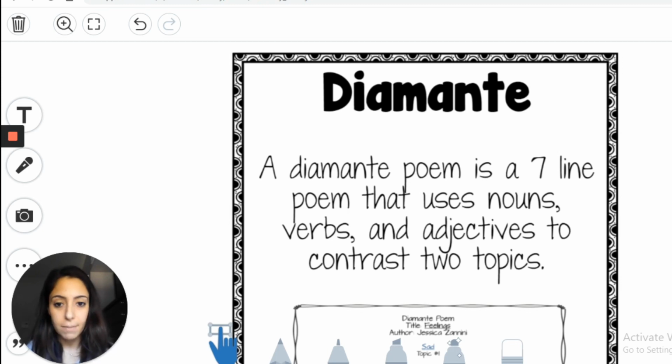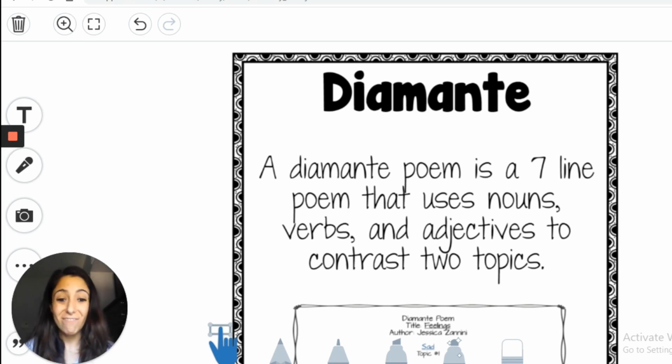And in a diamante poem, it's a 7-line poem, right? So counting down, you're going to have 7 lines. We're going to use nouns, verbs, and adjectives in certain places. And the whole point of this poem is that you're going to start with a topic. And throughout the poem, you're going to be contrasting that topic with an opposite topic. So we're going to use nouns, verbs, and adjectives to contrast 2 topics.